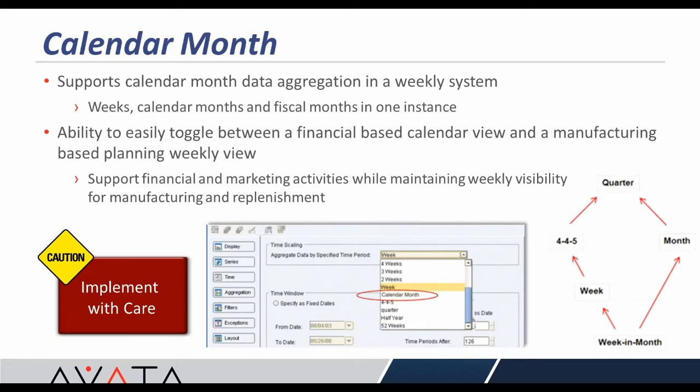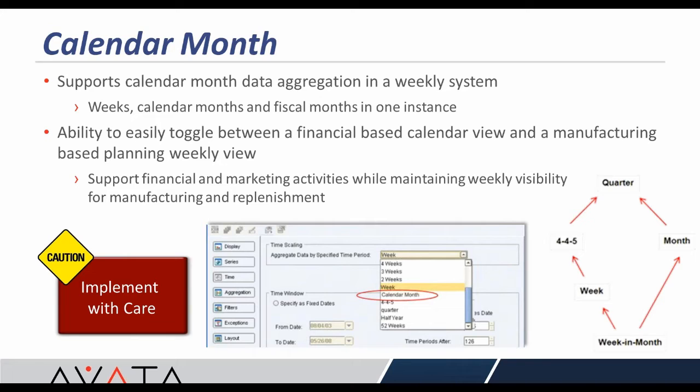So basically, what typically happens is you have two different teams looking at the data in different buckets, calendar month and weekly. This functionality comes in great for those clients. It's a great value for both business teams overall. Something to be aware of: when you implement calendar month, the update process will do a split of weeks spanning multiple months.